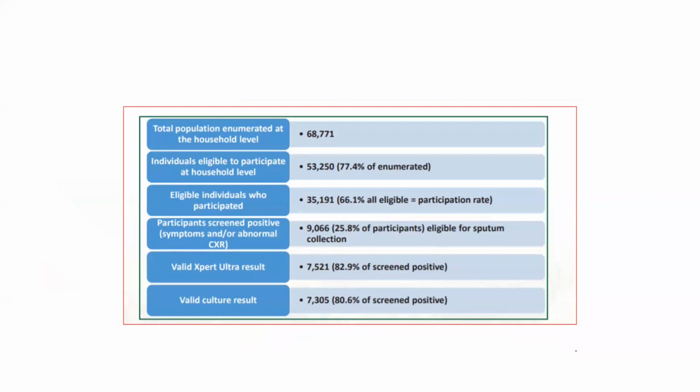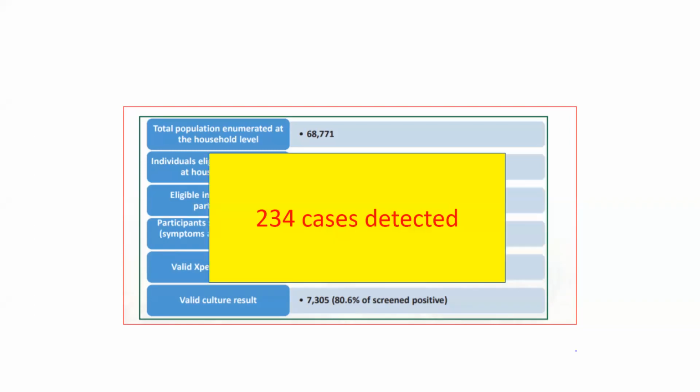They then had a GeneXpert Ultra done, or a culture test done, to see how many people actually were wandering around with TB. And the results were very surprising. In this group of 68,000 people, 234 cases of previously undetected TB were found. So these were people who had either an abnormal chest X-ray or presented with symptoms, and they went on to discover for the first time that they had tuberculosis.